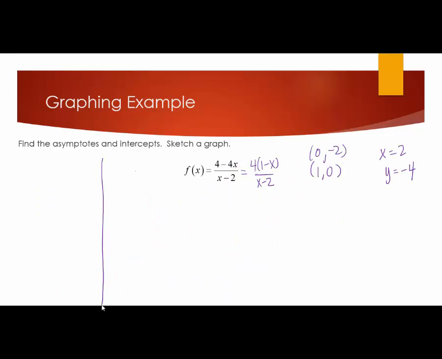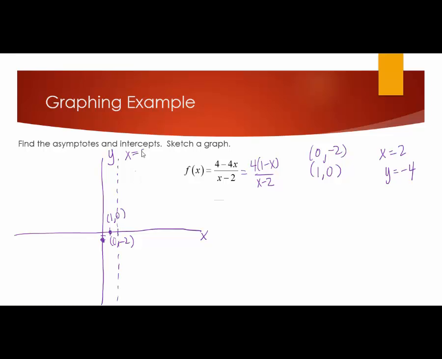Let's make some room to draw a graph. I've brought all of our information forward from the previous slide. I've got a couple points to plot, 0, negative 2, and 1, 0. I'll label these in order to indicate a scale. I also have an asymptote at x equals 2. I'm going to plot this with a dashed line.